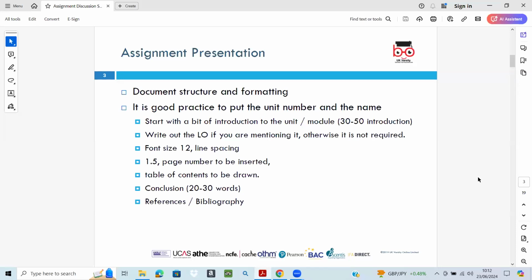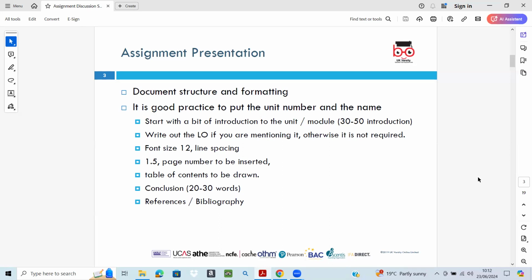Then we need to give the introduction. So it should be about 30 to 50 words. We need to begin with a brief introduction to the unit or the module, highlighting the importance of understanding human growth and development in health and social care practice. We need to provide context on the relevance of the topic and what, as a learner, one can expect from the presentation.